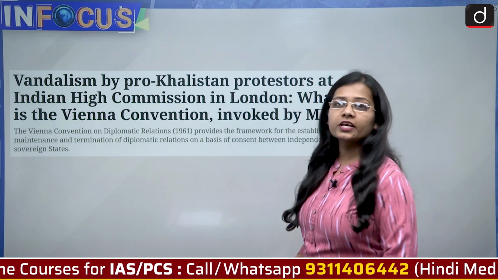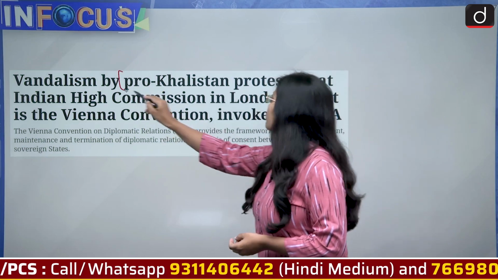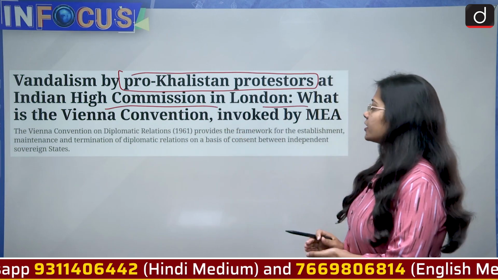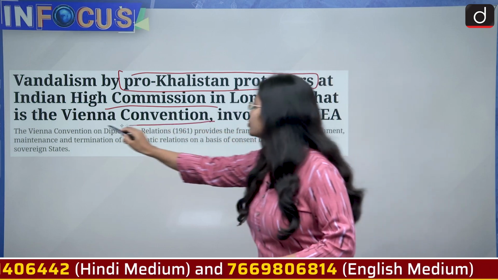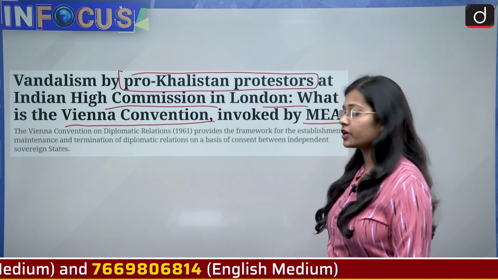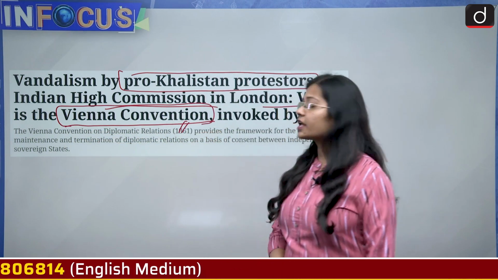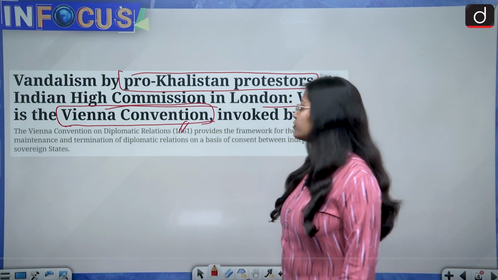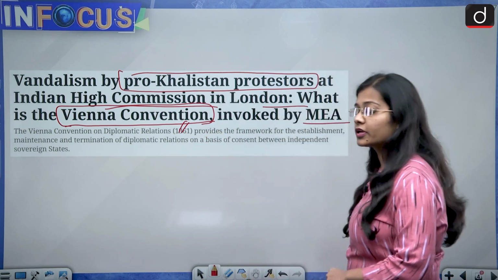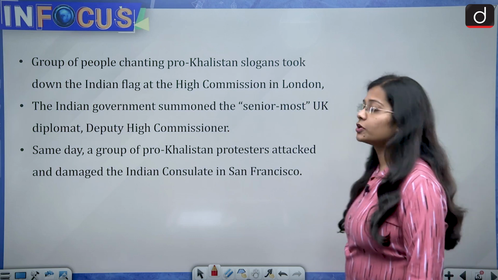The news has been taken from the Indian Express, and it says: vandalism by pro-Khalistan protesters at the Indian High Commission in London. What is the Vienna Convention invoked by the Ministry of External Affairs? Majorly what we will be focusing on is the Vienna Convention, the Vienna Convention on Diplomatic Relations 1961. And firstly we will be looking at why this Vienna Convention came into the news.